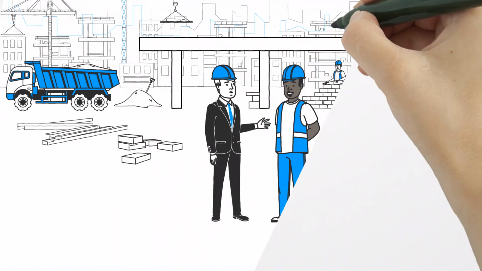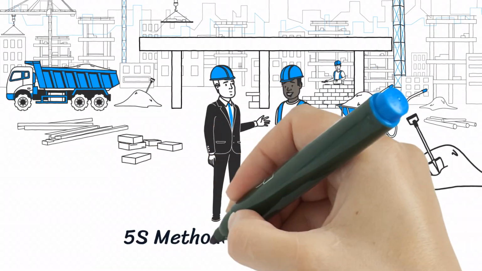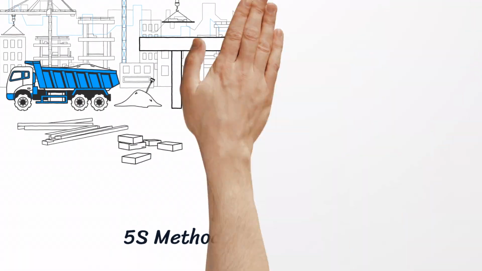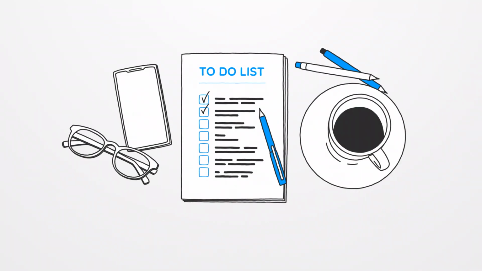Let's explore how the 5S methodology can transform our manufacturing space into an efficient, safe, and productive environment. Ready to dive in? Start by sorting through all items in a workspace. Identify what's essential and remove what's not to reduce clutter and improve efficiency.